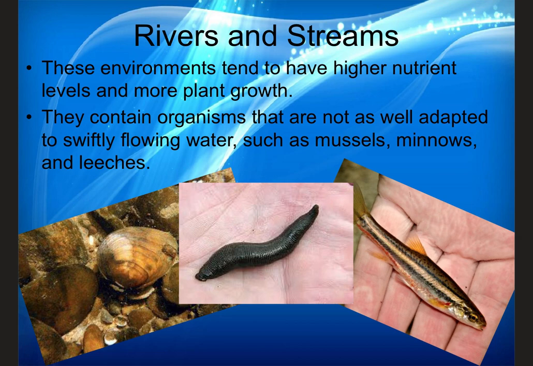So rivers and streams, these environments tend to have high nutrient levels and more plant growth. Both in the water and around the rivers and streams, they usually contain organisms that are not well adapted to the swiftly flowing waters, such as mussels, minnows, and leeches.